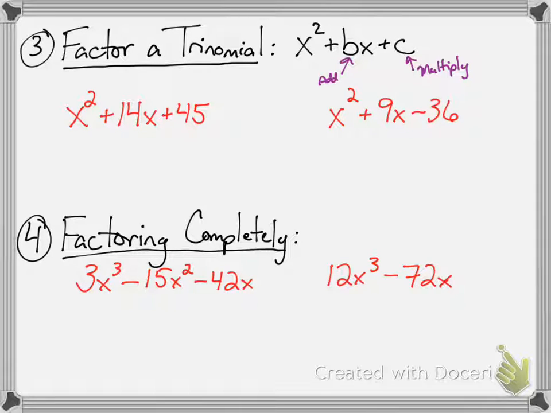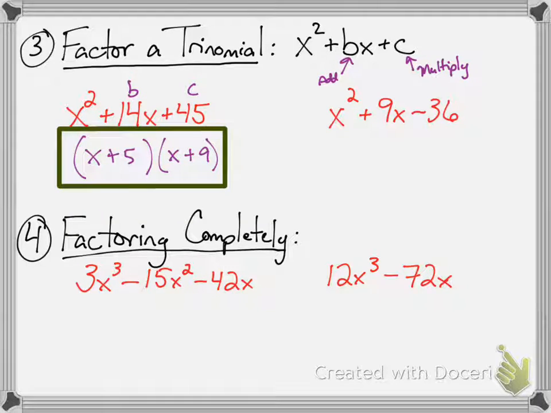So, let's start with x squared plus 14x plus 45. My goal is to figure out the two numbers that multiply to 45, but those same two numbers must also add to 14. The two numbers that will do that are 5 and 9. So my two factors will be x plus 5 and x plus 9. 5 times 9 is 45. 5 plus 9 is 14. That checks out, and I have my factored answer, x plus 5 times x plus 9.